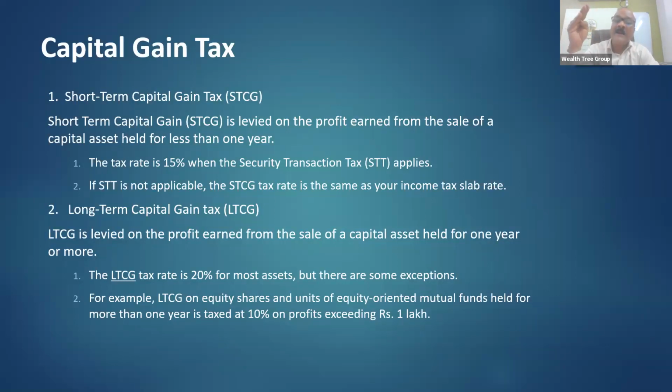And for property, it is 2 years. If you buy a property, you have to wait for 2 years. After that, if you sell, that attracts 20%. Actually, on property it is not 10%. On property, it is 20% long-term capital gain tax.